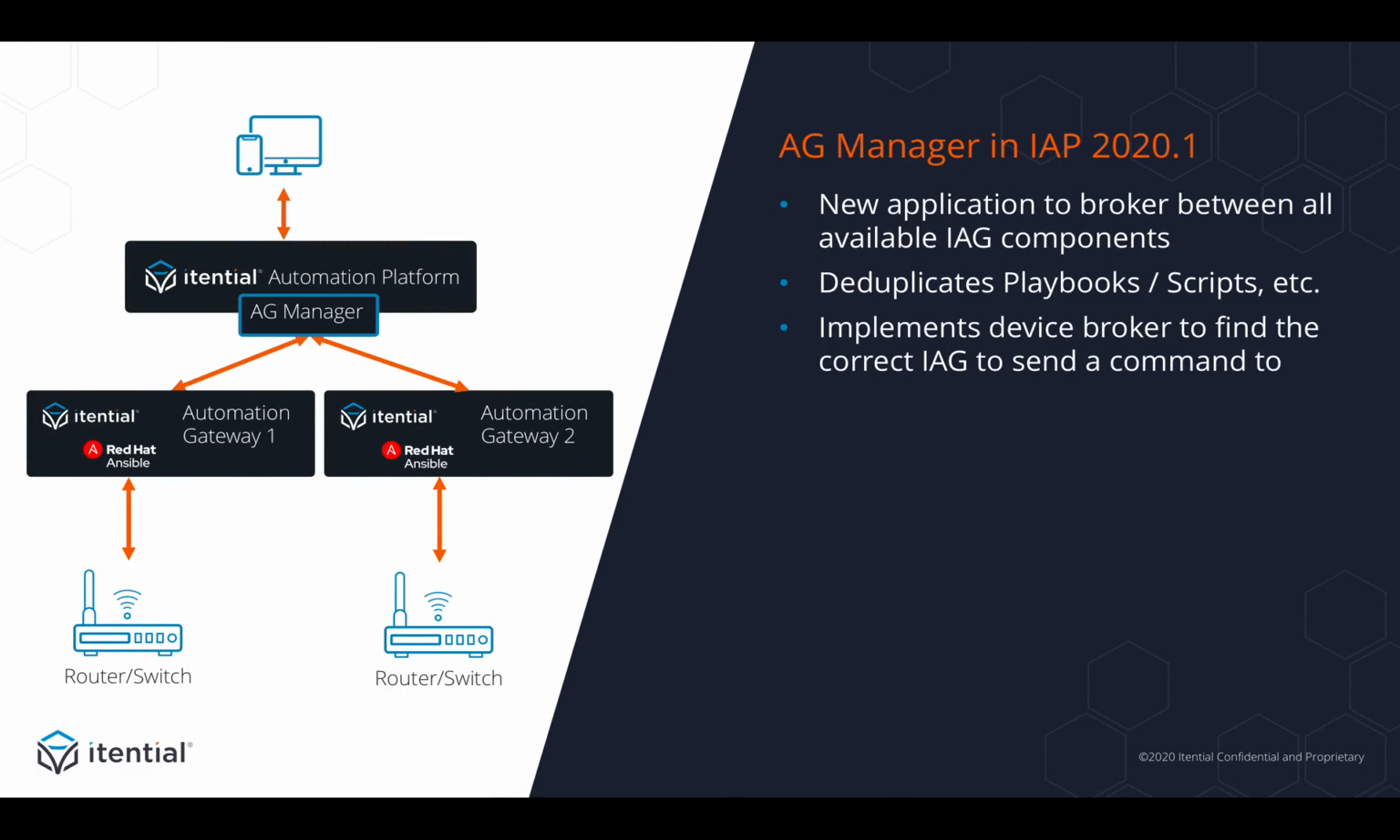That is why in 2020.1 we introduced a new application called AG Manager. It's a headless application, so you will never see it in the application list on your home screen. But what it does is basically it implements an automation gateway and device broker. What that means is it takes all the information from all different automation gateways, merges and deduplicates all resources that come back, same for devices, and then it allows for a single pane of glass for all of your resources you might have on any automation gateway.